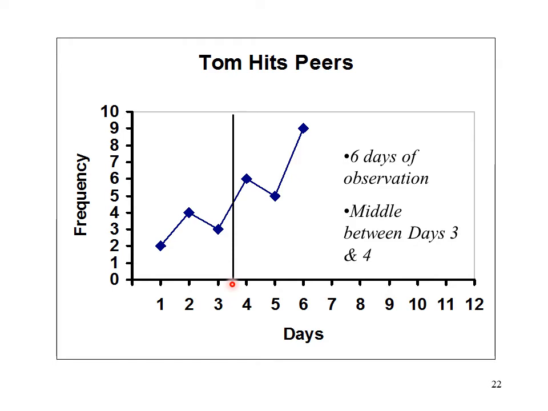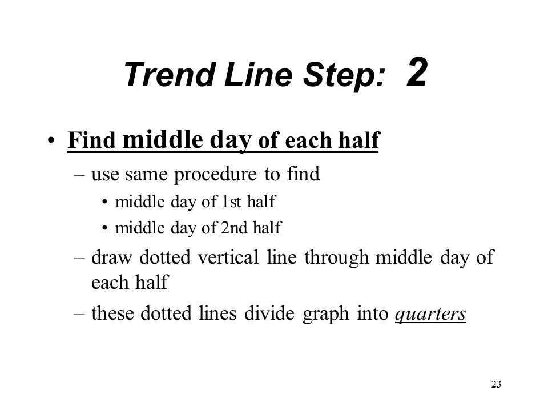Obviously, if I had an odd number of data points, my middle point would be on top of a data point. Since we have an even number, it's between 2. So I find the middle day, it's between 3 and 4. Once I've found the middle point for the whole series of data, I want to look at each half separately.